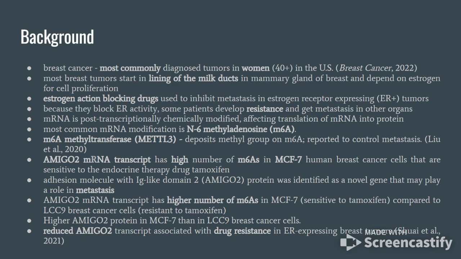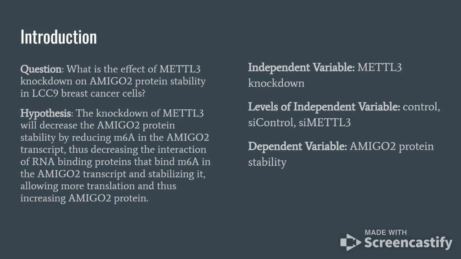Adhesion molecule with Ig-like domain 2, or AMIGO2 protein, mRNA transcript has a higher number of m6As in MCF7 cells sensitive to tamoxifen compared to LCC9 breast cancer cells resistant to tamoxifen therapy. Reduced AMIGO2 transcript was associated with drug resistance in ER-positive breast tumors, thus bringing the question: what is the effect of METL3 knockdown on AMIGO2 protein stability in LCC9 breast cancer cells?